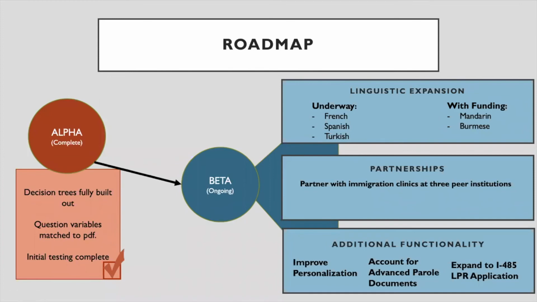Our plans for the future include translations for key languages that predominate among recent arrivals. We would utilize funding to invest in Mandarin and Burmese translations. Chinese migrants have received the largest number of asylum grants in the past 3 years, and refugees from Myanmar have made up one of the largest classes of refugees since the turn of the century.